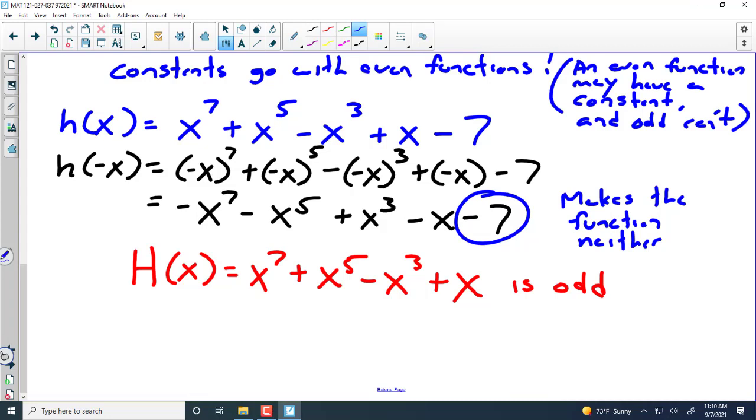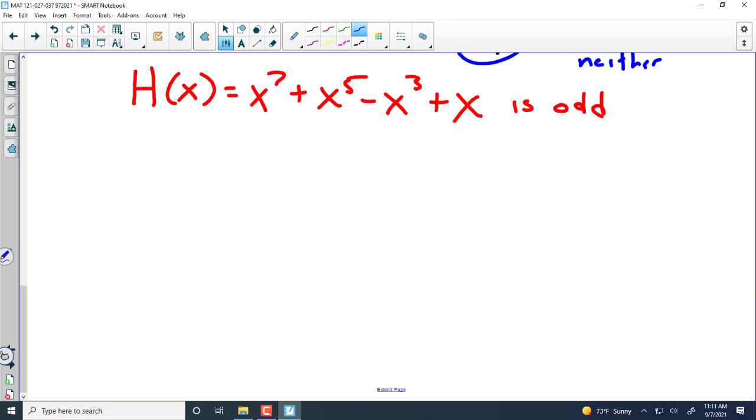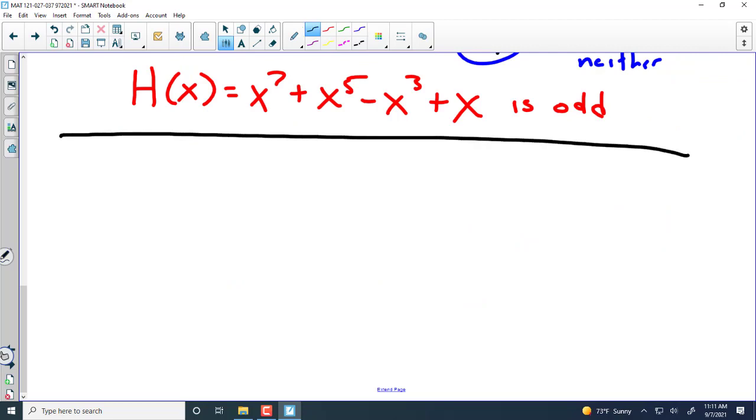Yeah, for those of you who are unclear, I've added something to the notes, so an even function may have a constant, an odd one can't, but just because there is a constant doesn't make it even. All right, try this one. Ooh, let's switch pages.